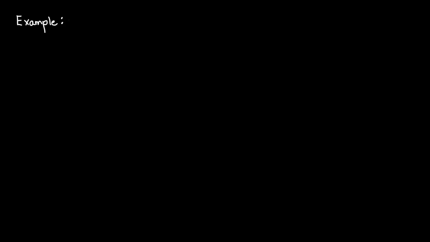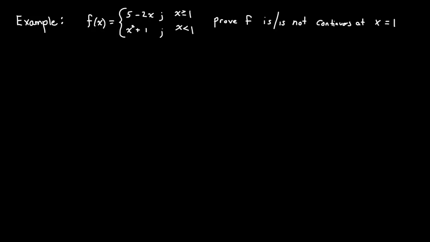We are now going to look at a couple examples. Each of these examples is going to be a proof. F of x equals, we're going to make this a piecewise function. Let's go 5 minus 2x, provided that x is greater than or equal to 1, and the other condition, x squared plus 1. Sorry, that's the expression for the condition x is less than 1. And the directions are to prove whether or not f is or is not continuous at x equals 1.